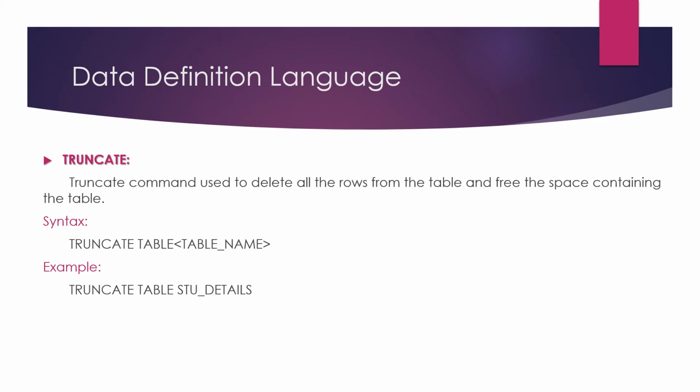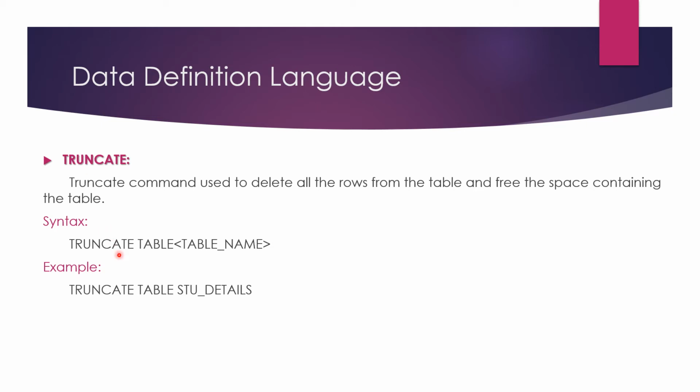And the next query is truncate. The truncate command is used to delete all the rows from the table and free the space containing the table. In the last query, drop, we studied that it deletes the records as well as the whole structure of the table. But when we use the truncate query, it deletes only the raw data, which means records. It will not delete the structure. It keeps the structure safe with it, but it deletes all the records in the particular table.